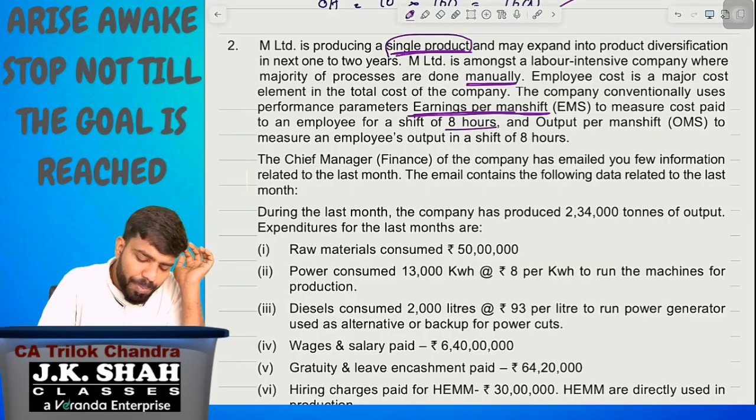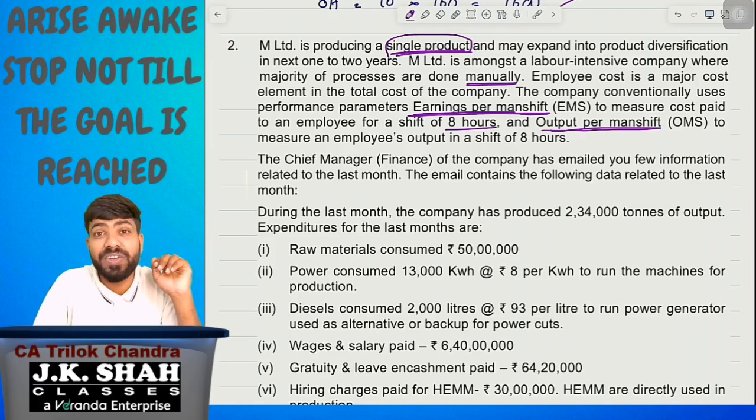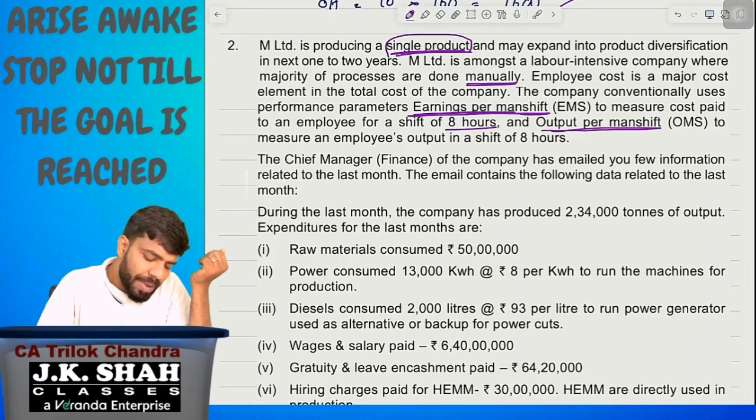And output per man shift, to measure an employee's output in a shift of 8 hours. Here they are not taking hours as the base, they are taking man shift as the base. The chief manager of finance of the company has emailed you some information related to the last month. The email contains the following data.